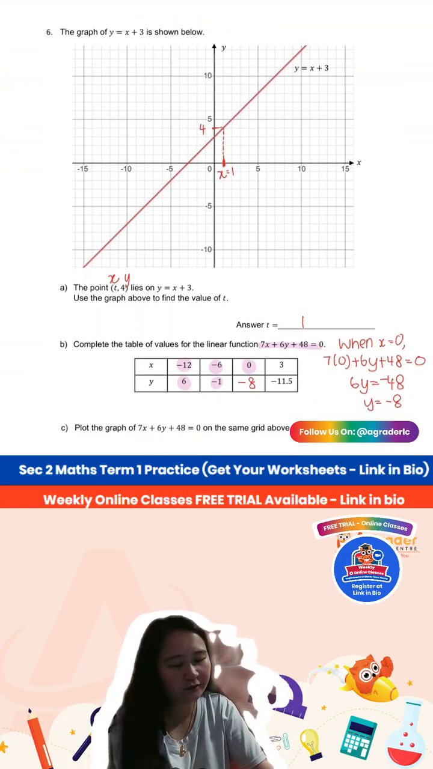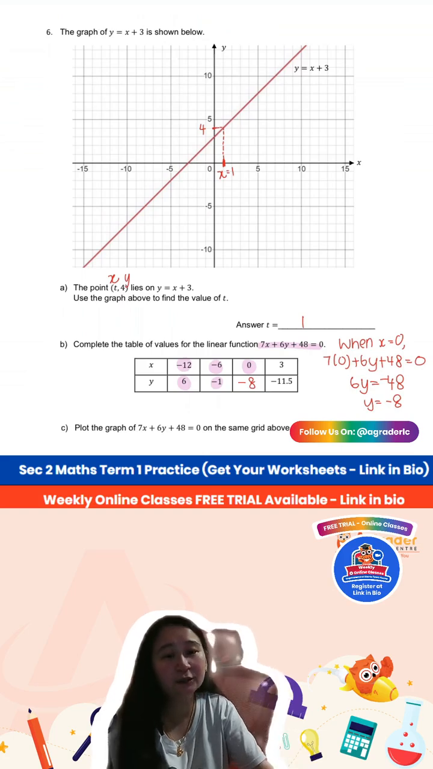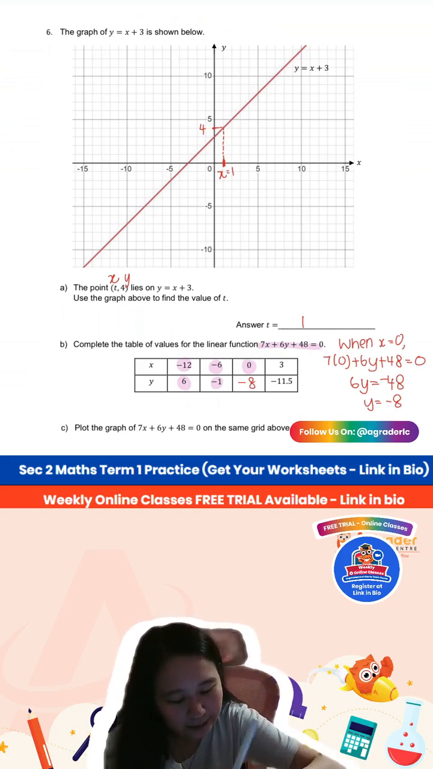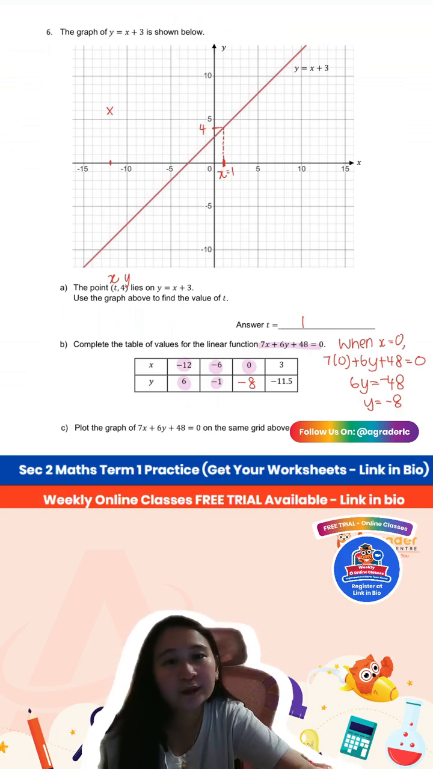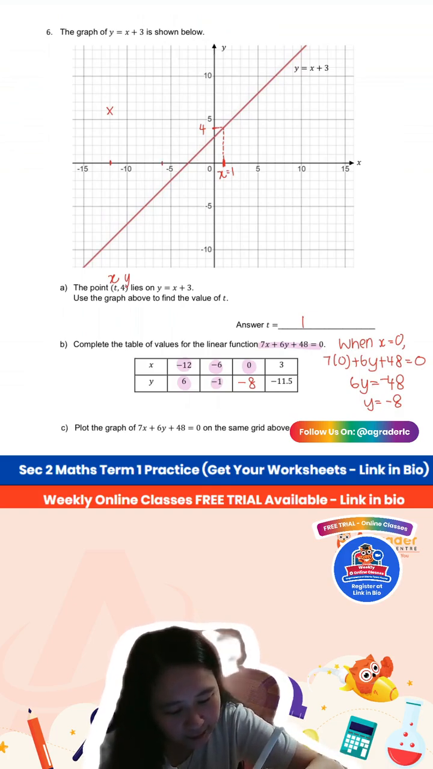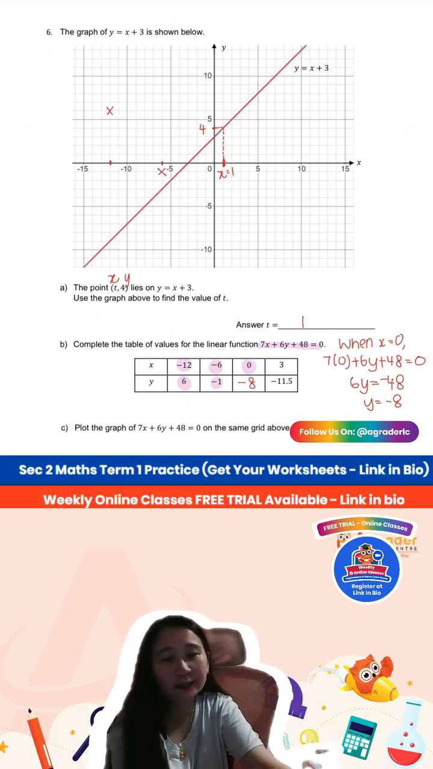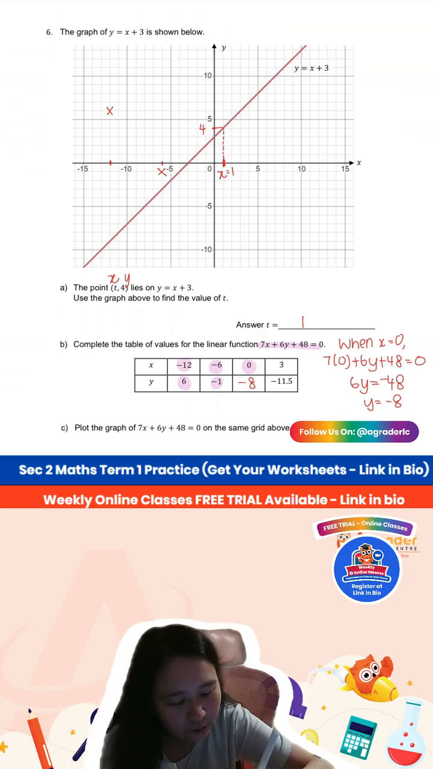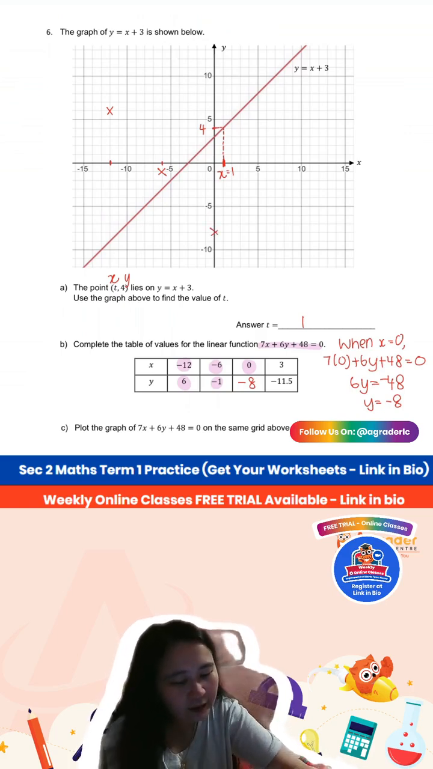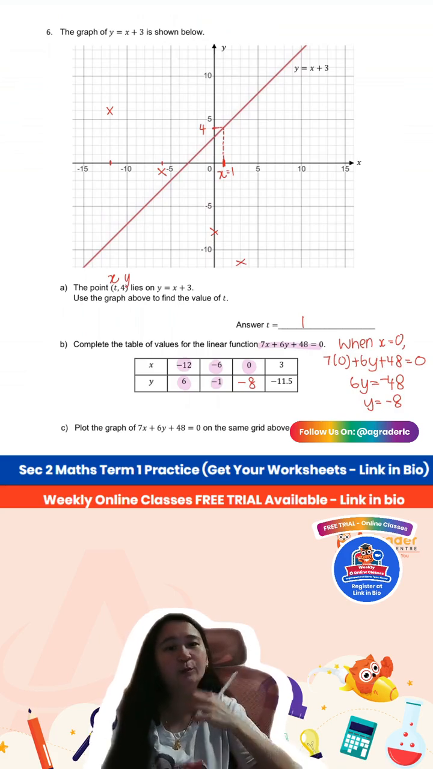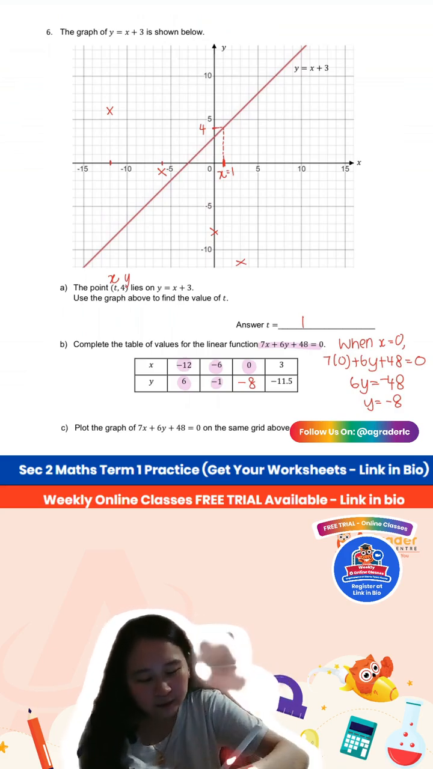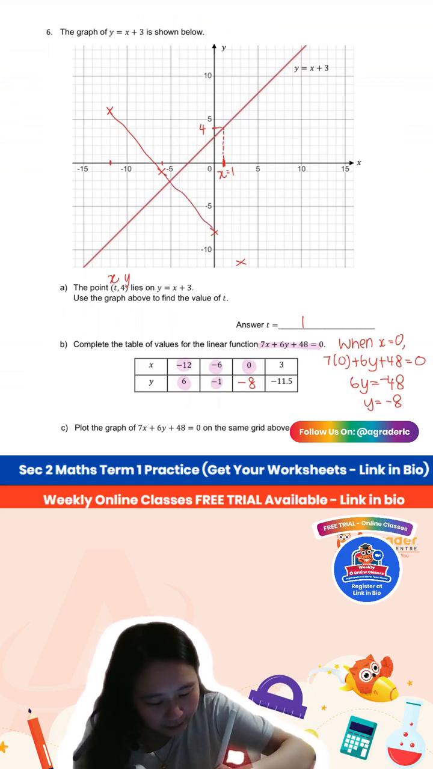Then plot the graph on the same grid above. You can see that I should have 4 points here. When x equals negative 12, which is here, y equals 6. So this is my first point. When x equals negative 6, y is negative 1. So this point will be for negative 6, negative 1. Next, when x equals 0, y equals negative 8. And when x equals 3, y equals 11.5. So here's my 11.5. With these 4 points, I connect them together to form a straight line.